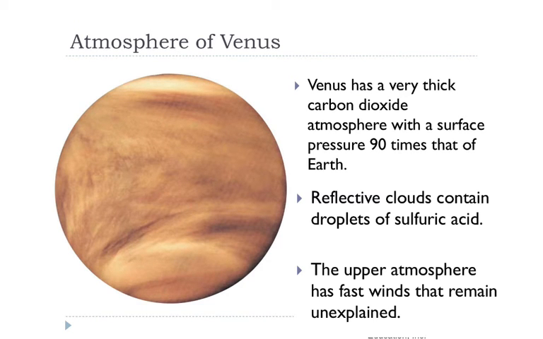So it has a very thick carbon dioxide atmosphere. The pressure is about 90 times that of Earth. And so it reflects the droplets again with the sulfuric acid. And then the upper atmosphere we see has very high winds, and it still remains slightly unexplained why they have those high winds in that upper atmosphere.